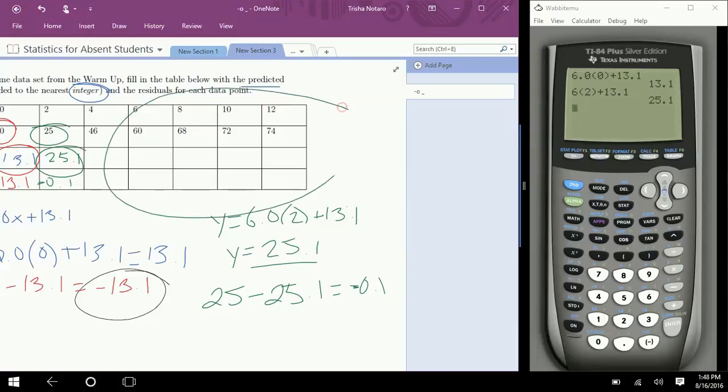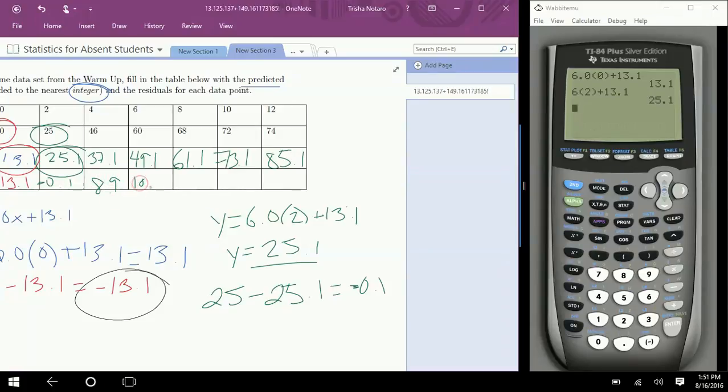What I want you to do now is fill in the rest. Pause this. Hopefully you paused this and figured it out on your own. I'm just going to write in the numbers that you should have got: 37.1, 49.1, 61.1, 73.1, and 85.1. And then once you do the subtraction, 46 minus 37.1 is 8.9. I'm just going to fill these in.